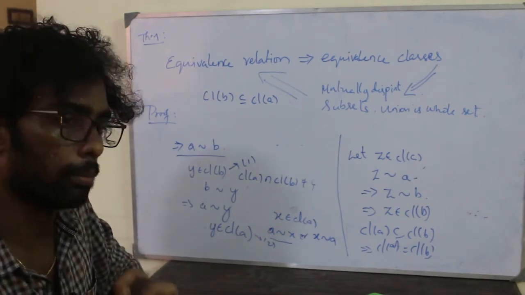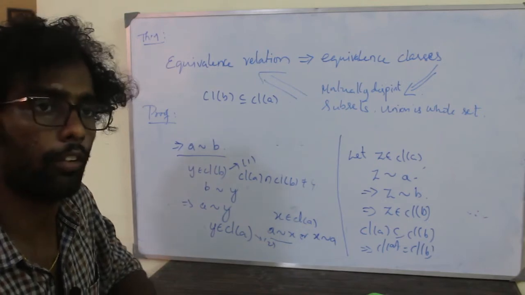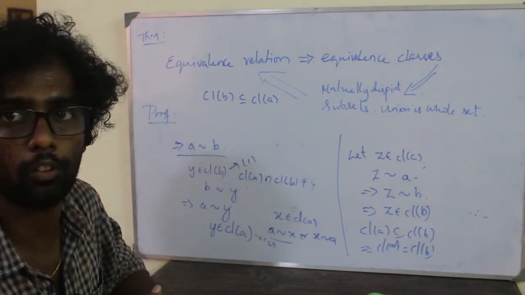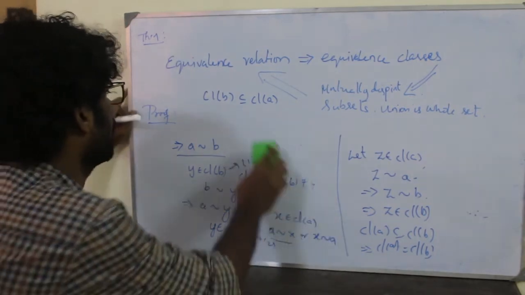Now the second part of the proof: the reverse direction, or the other direction, is called the converse part. This is an if and only if condition. Okay, conversely, the converse part exists. So in the converse part we have to prove the following.